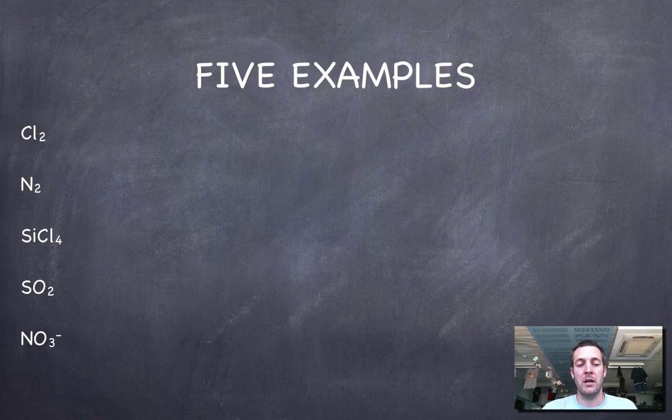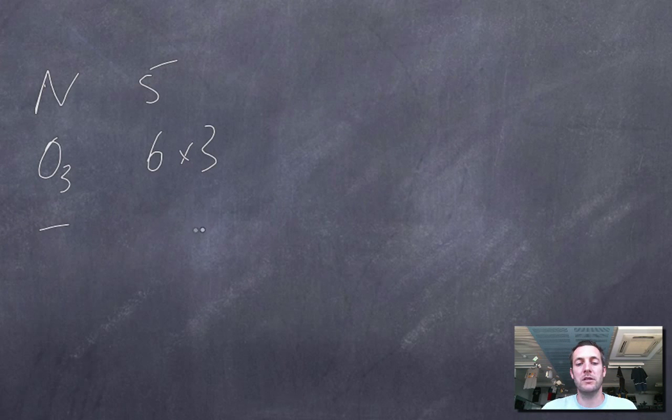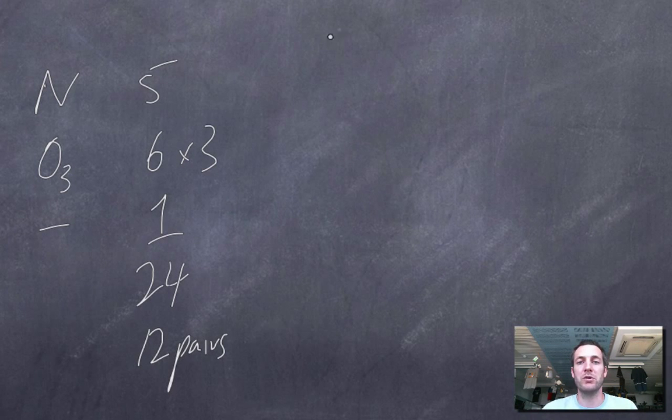Okay, last example is the nitrate ion. We've got nitrogen, which is in group 5. We've got oxygen times 3, so that's 6 times 3. And we've also got a negative charge, so there's another 1 electron. Altogether I've got 18 plus 6, so that's 24 electrons, so that's 12 pairs. Maybe pause the film here and see if you can do it yourself, but here's how it's done.